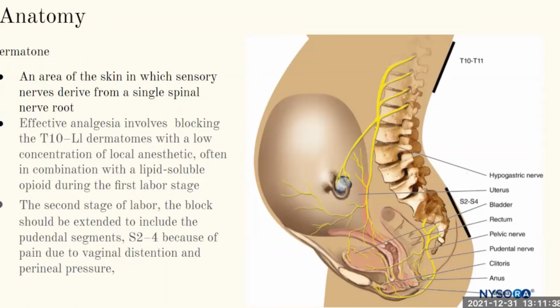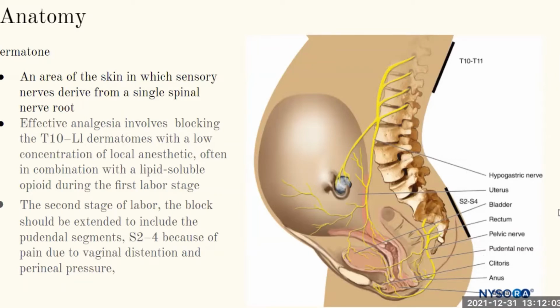With our low local anesthetic concentration, these dermatomes are going to be blocked, and that's going to take care of labor pain. As well, during the second stage of labor, the block should be extended to include the pudendal nerves, at the level of the S2 to S4 dermatomes, because of pain due to distension of the vagina and perineal pressure. Or sometimes the woman sustains perineal tears or cervical tears, and we are doing suturing, so we are interested in blocking these dermatomes as well.